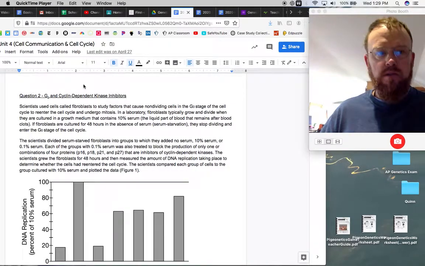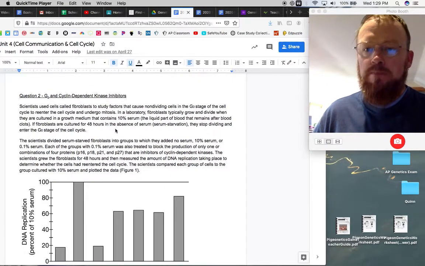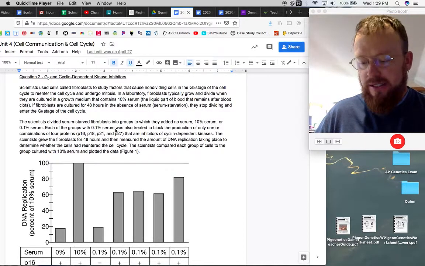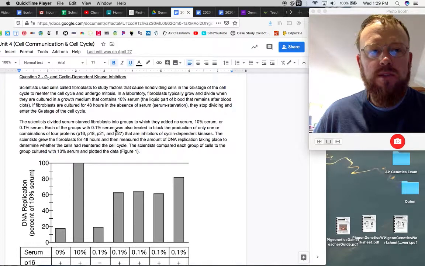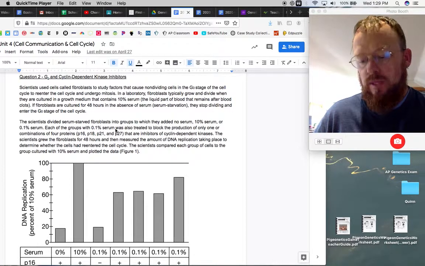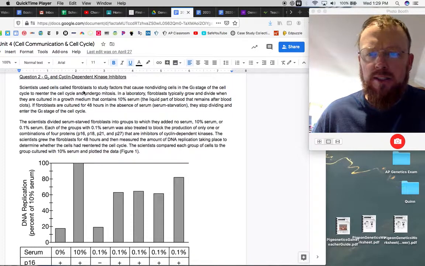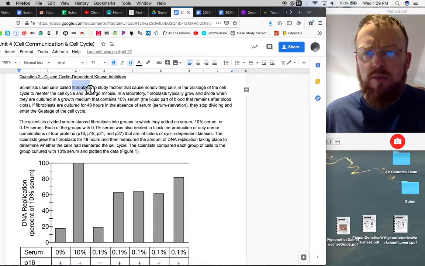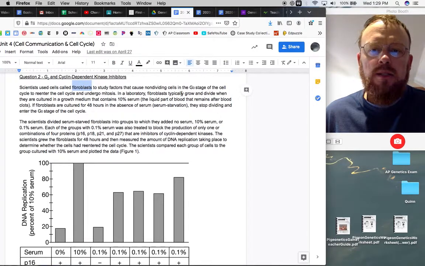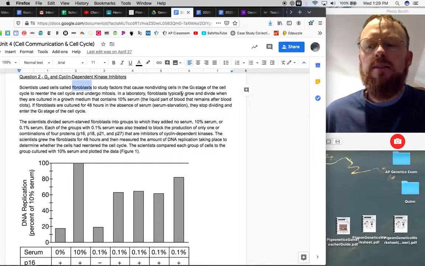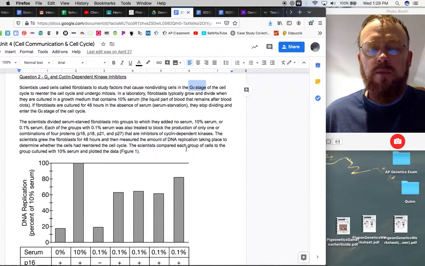Okay, here's unit number 4, question number 2. This one is about cells leaving the G0 stage of mitosis and resuming participation in the cell cycle. And in this case, scientists are using a type of cell called a fibroblast to study how you can tell if a cell has been induced to leave G0 and enter back into the cell cycle.